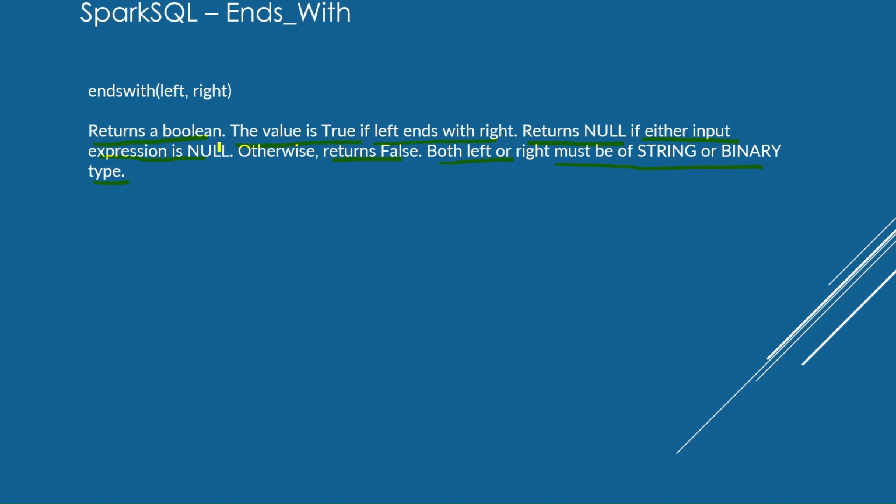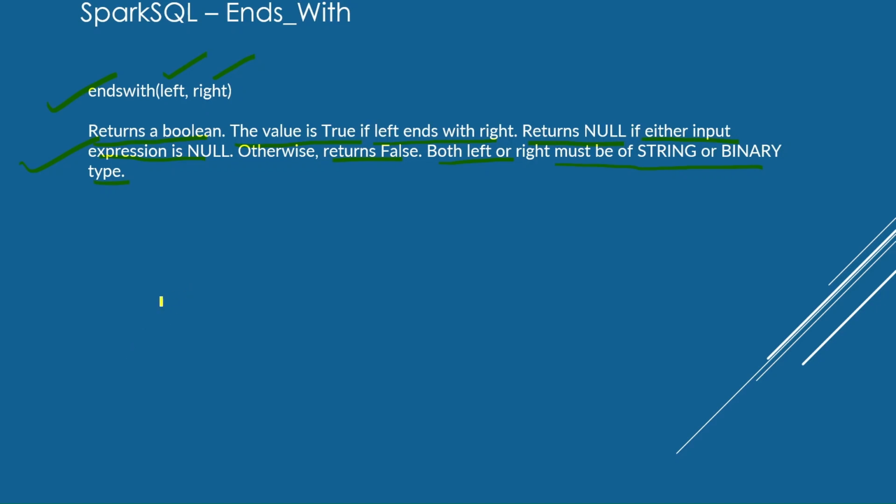Okay, let's understand this statement. So what is it saying? Before discussing this statement, let's see the signature of the ends with function. It is taking two parameters, left and right. Both left and right would be either string or binary. If left ends with right, then it will return true, else false.